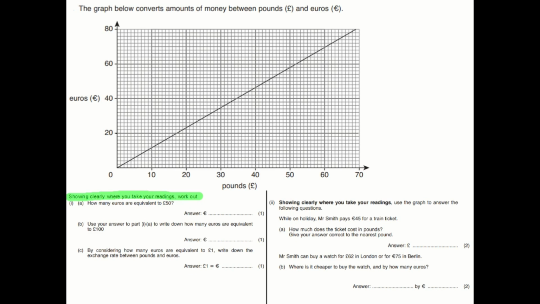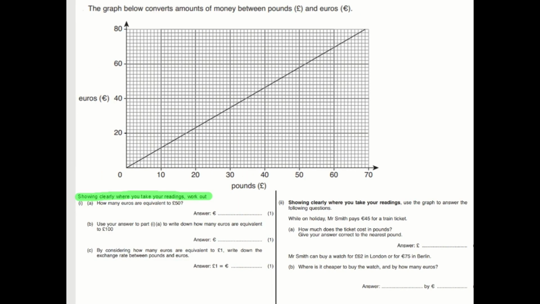Now what that means there in green highlighting, showing clearly where you take your readings, it means you need to use a ruler and a pencil to read off the graph. If you don't do this, you will not get the mark in the exam. So you need to get a ruler and a pencil and you need to read off that line.